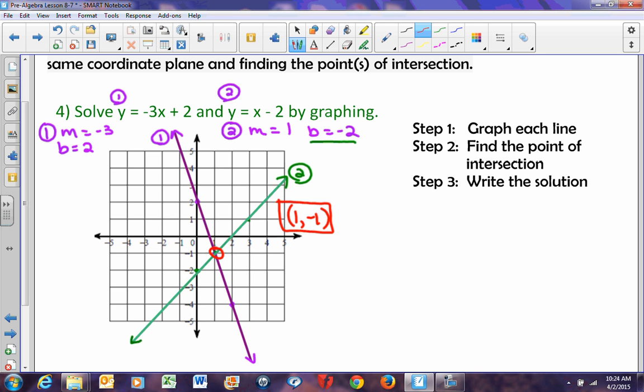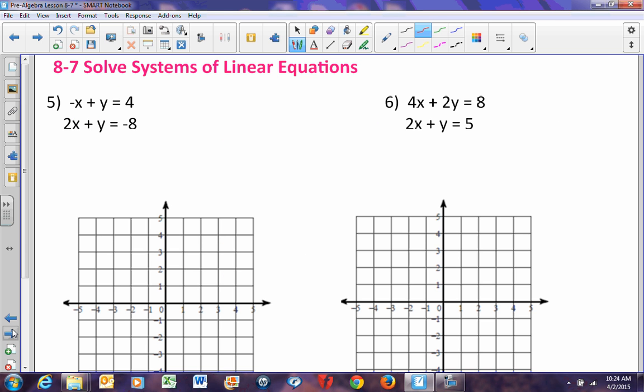You must name this intersection. If you do not name the intersection, you haven't solved the equation. Okay? It may visually look like you have, but until you name it, you haven't solved it. So as you can clearly see, once you understand how to graph in slope-intercept form, it's much faster to be able to graph. Let's look at a couple more examples.